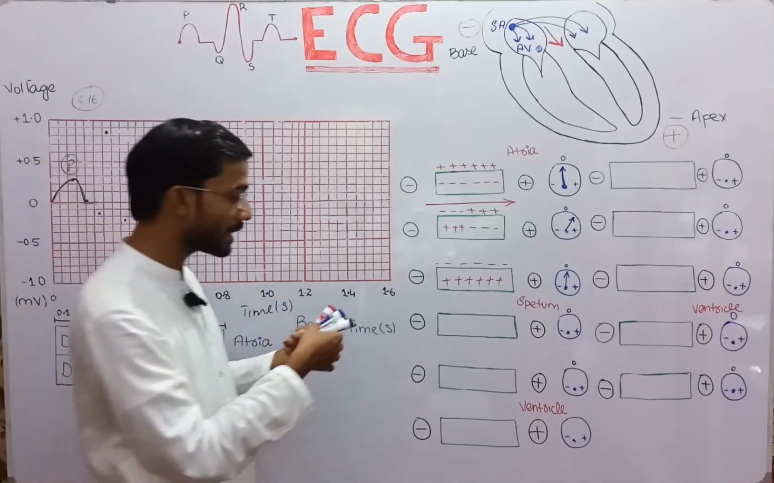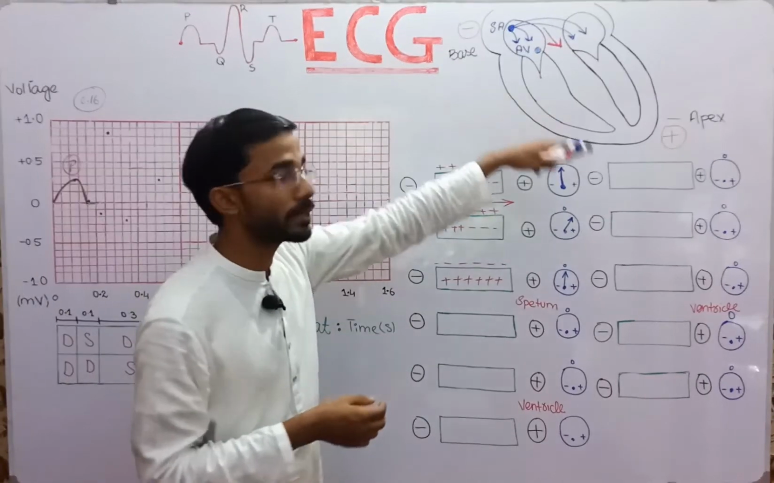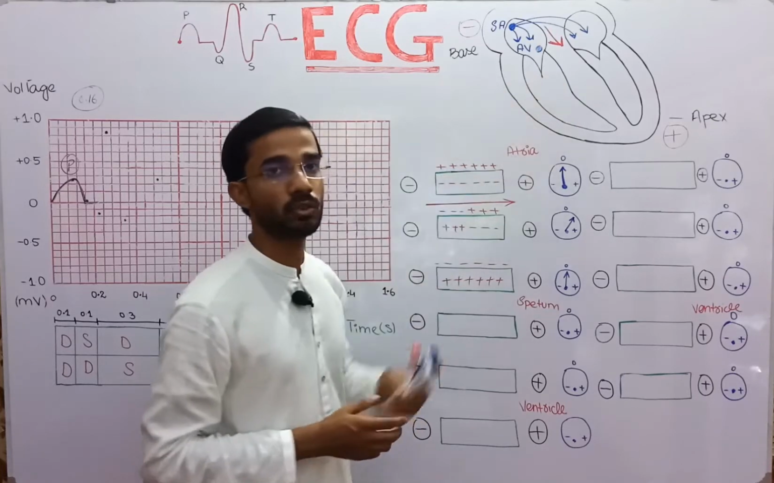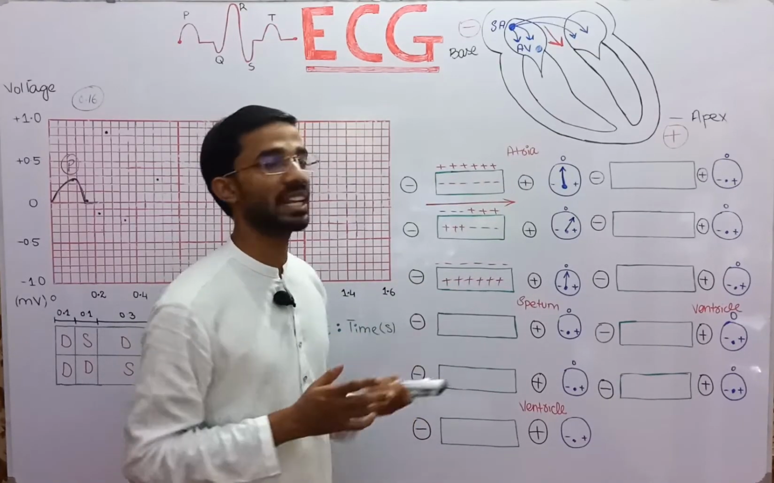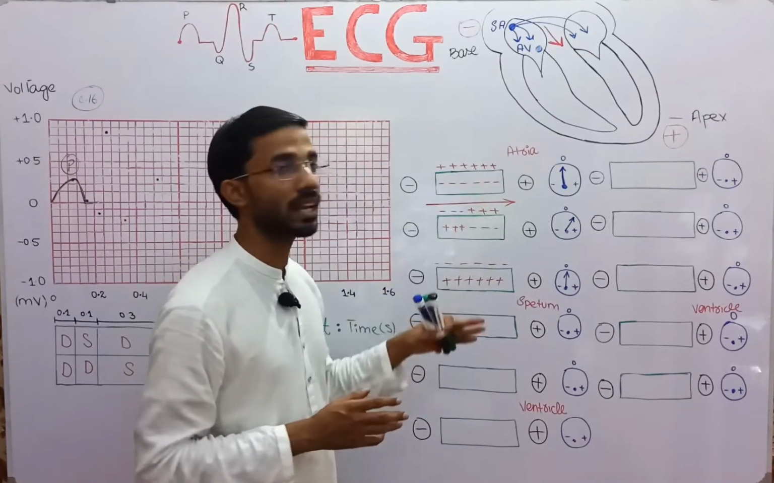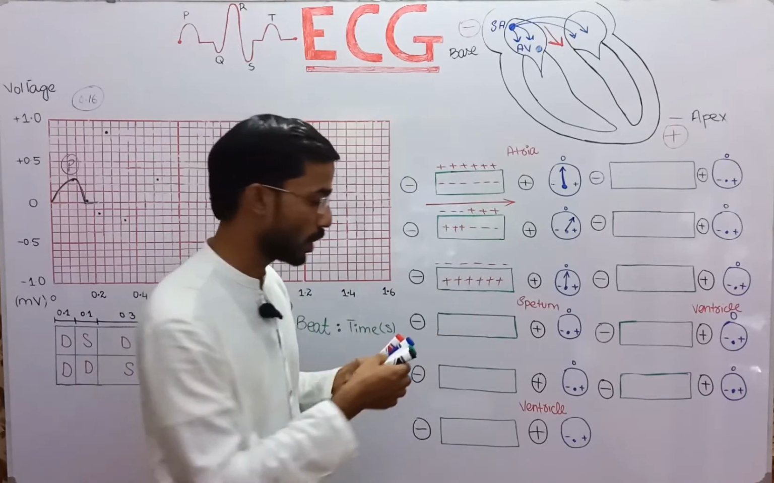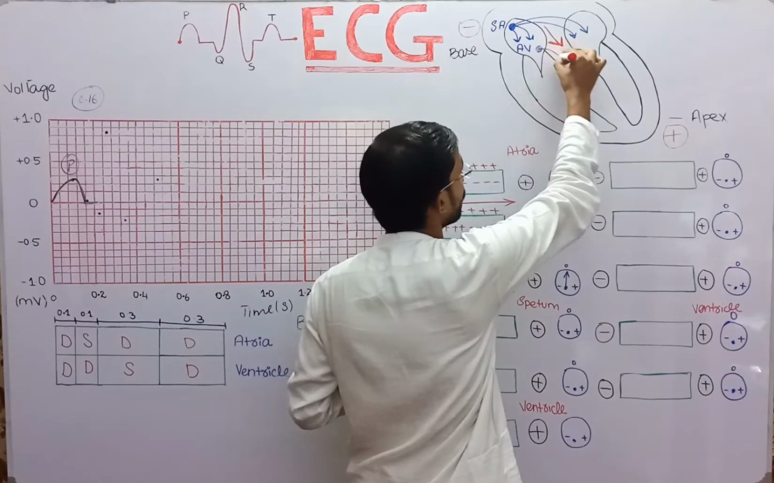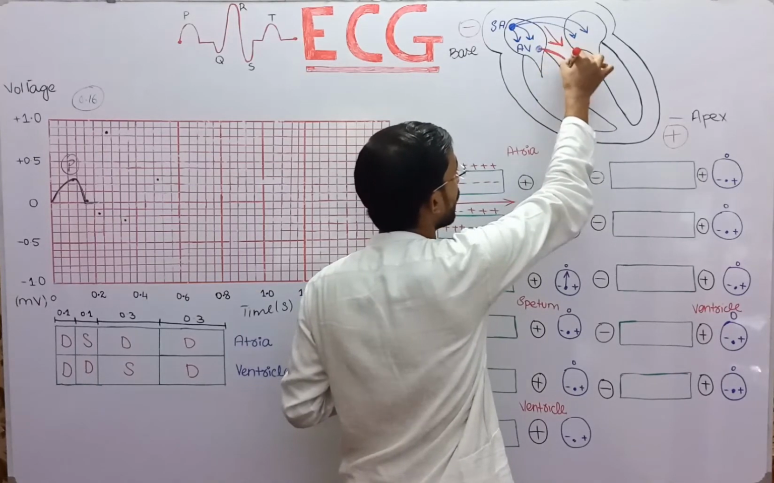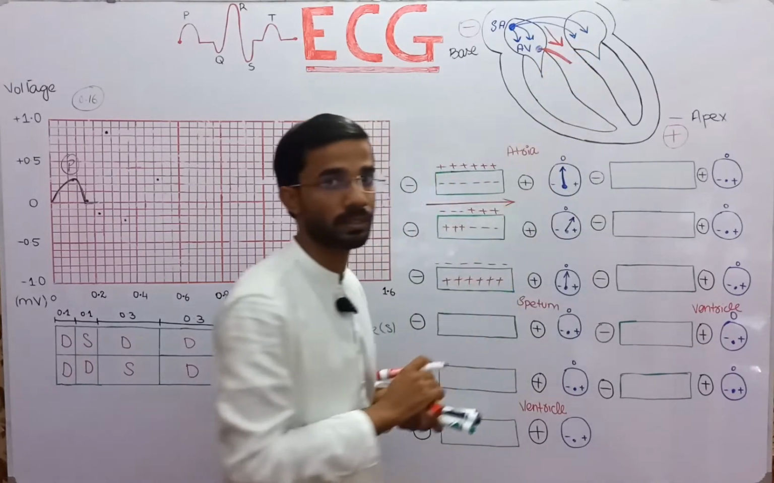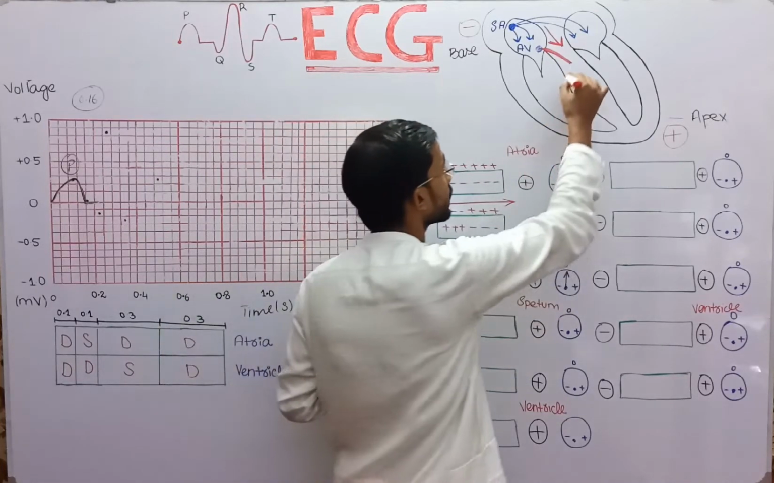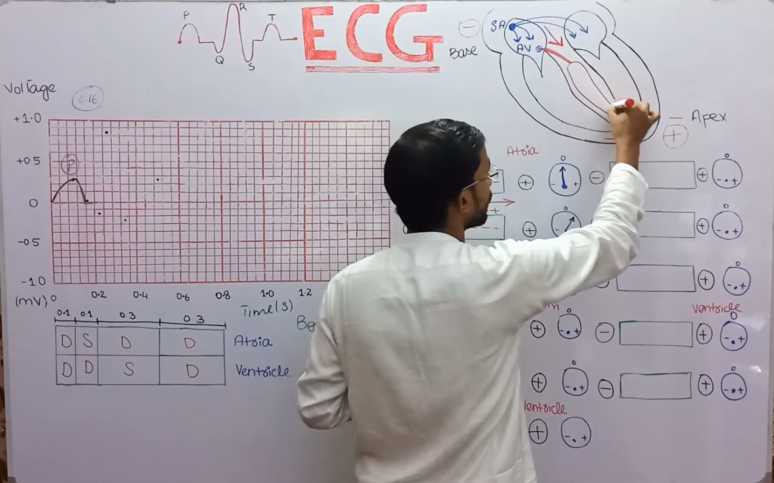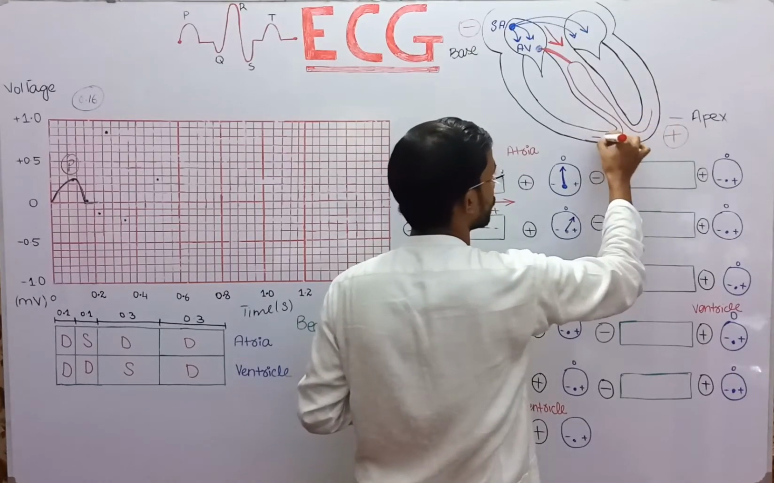Next, the signal from the AV node is transmitted to the septum. It cannot pass to the valves because they are fibrous in nature, and the signal cannot pass through them. So the signal will take a path through the bundle of His, having two branches, right branch and left branch.